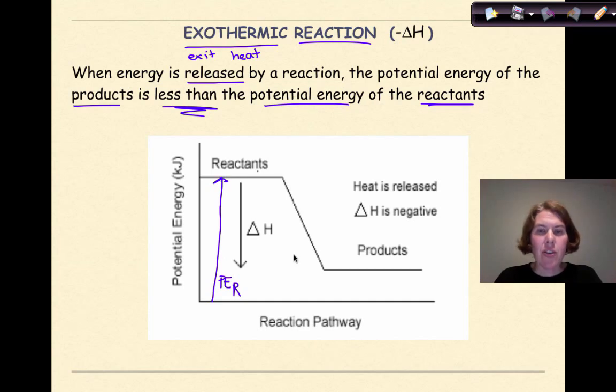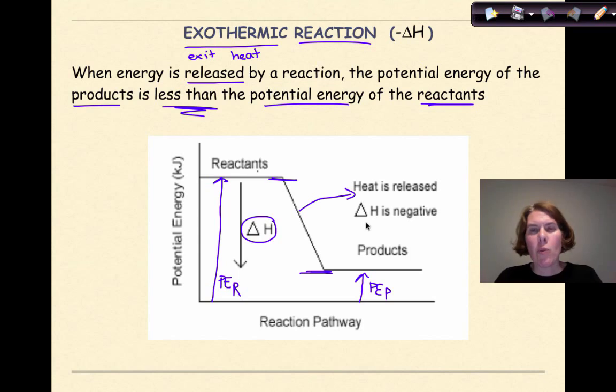That has a lot of energy compared to the potential energy of my products down here, potential energy of my products. The difference between these two is from here to here, which is represented by this delta H. But in the process of going from reactants to products, a lot of heat is released, and we're going to see that our delta H is negative when we look at calculations behind this.